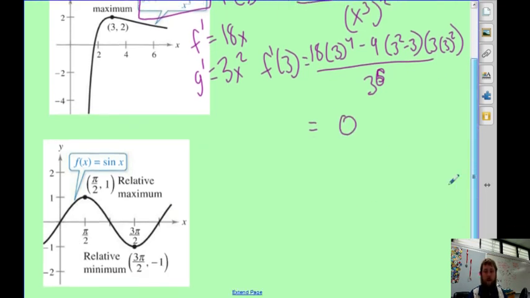Okay, let's try another example down here. I have f of x equals sine of x, so the sine function. And my relative maximums and minimums are right here and here.